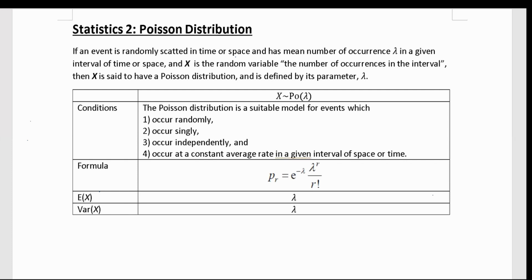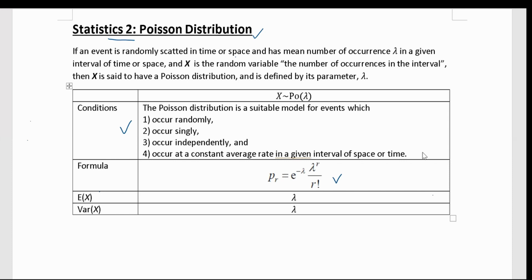Hi, in this lesson we will look at Poisson distributions. It is one of the topics from Statistics 2. We will focus on the conditions for modeling a Poisson distribution, and once we confirm that it is a Poisson distribution, we will use the formula to find the probability in order to answer the exam questions. Okay, let's see.